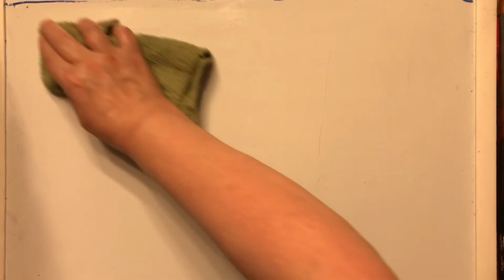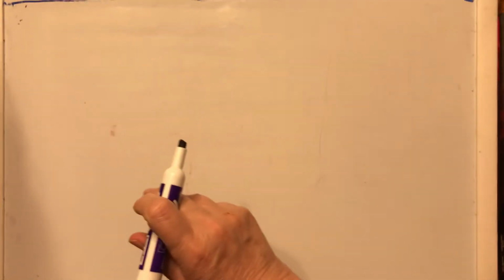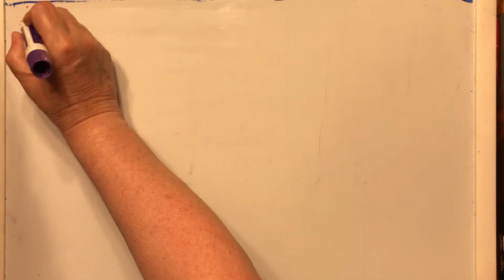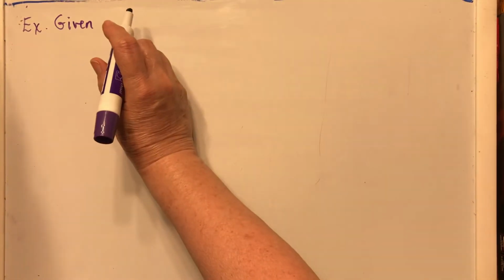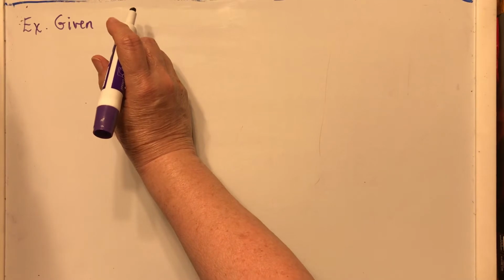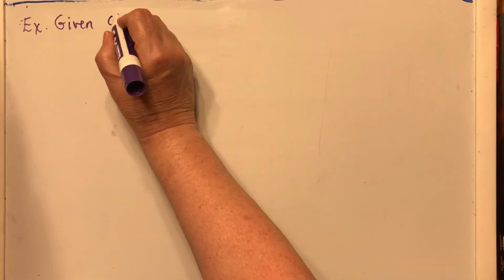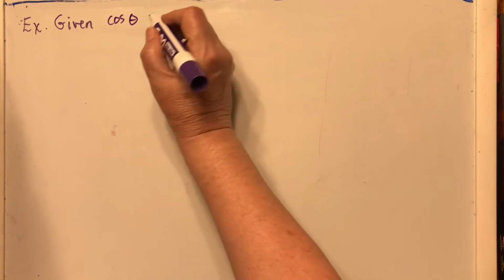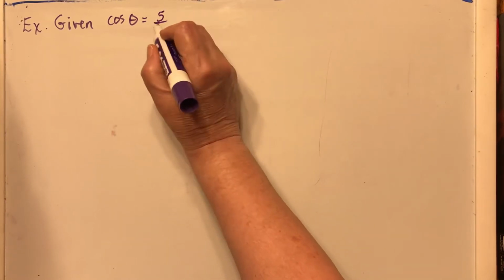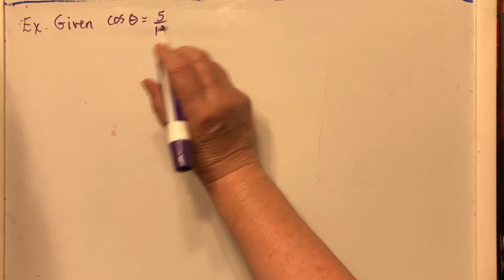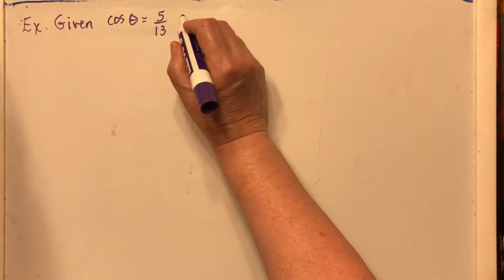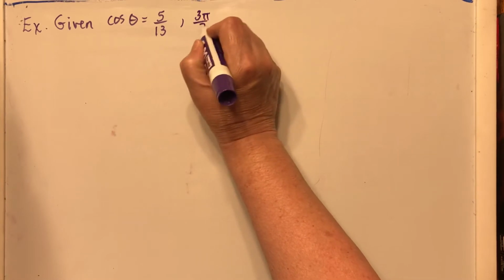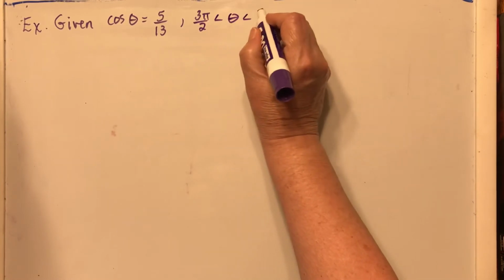So we're going to have examples of using these formulas. All right, so example 1. And I'm going to set it up first. Suppose we are given that the cosine of theta, so this time I'm using theta instead of u, it's just a variable, it doesn't matter what is used. Suppose the cosine of theta is 5 over 13, and we know this: 3 pi over 2 is less than theta is less than 2 pi.